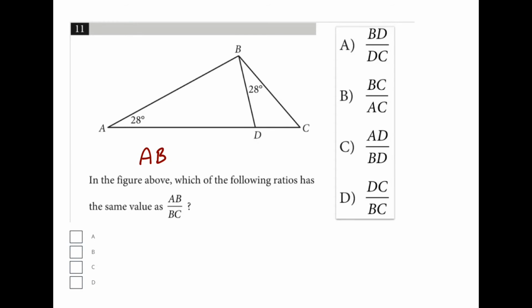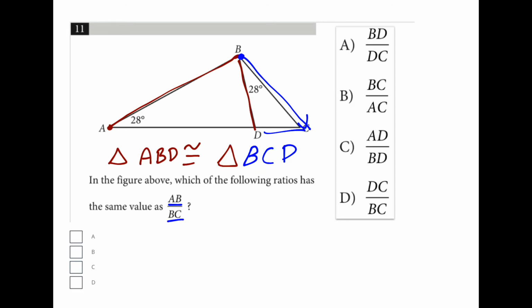If I was to write a congruency statement for this triangle on the left compared to the triangle on the right, I could do it like this, starting with A over to B and then over to D. And this triangle, I'm going to start with B, head over to C, because they said that these have the same value, and then head over to D. So to figure out if the ratios are the same, I have to look at the positions of each of these sides, or vertices, in the original congruency statement.